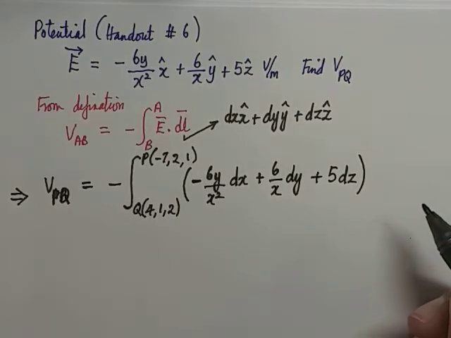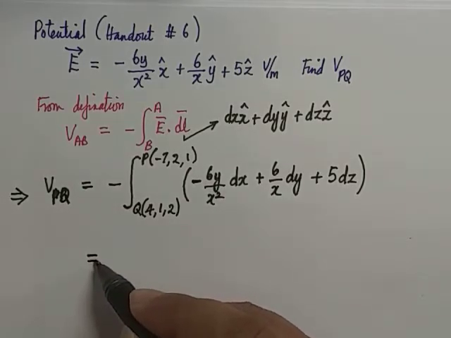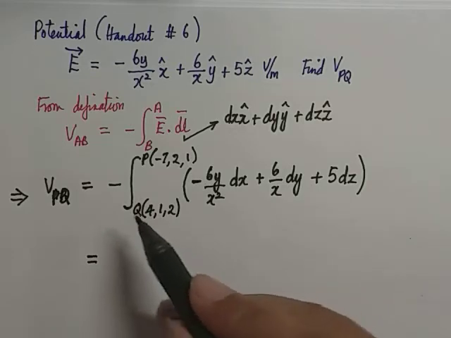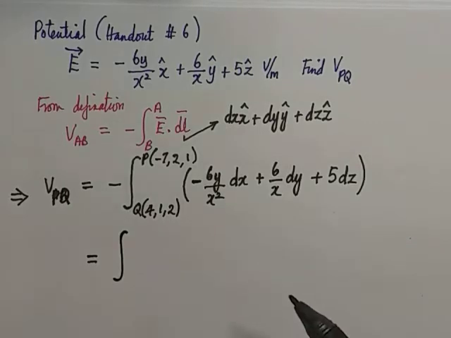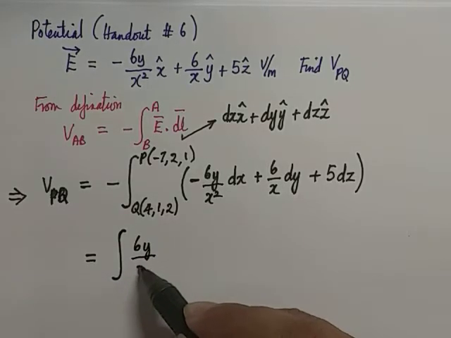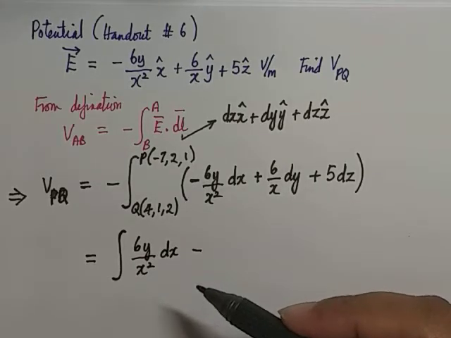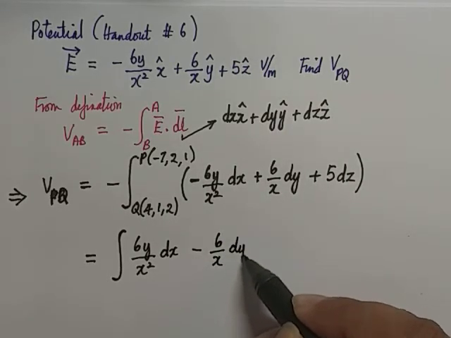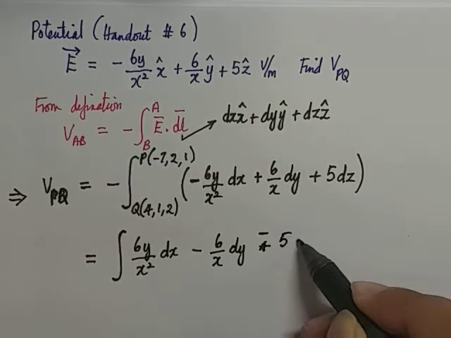So now, let's solve the mathematics. What I'm going to do now is leave the negative outside. Now let's put inside the integration of 6y over x squared dx, minus 6 over x dy, plus 5 dz, all with the negative outside.